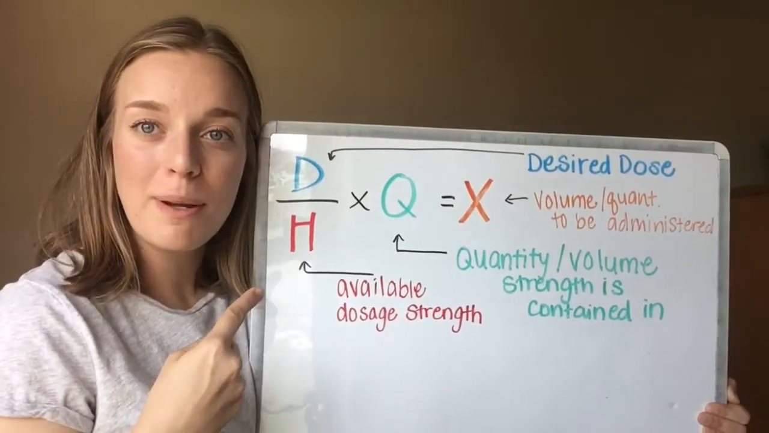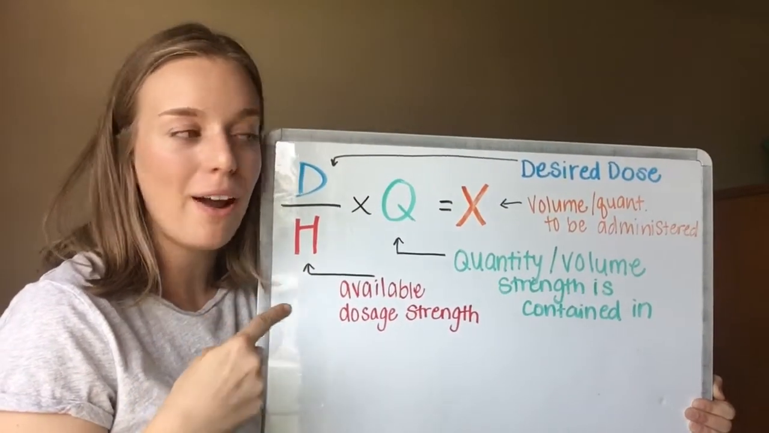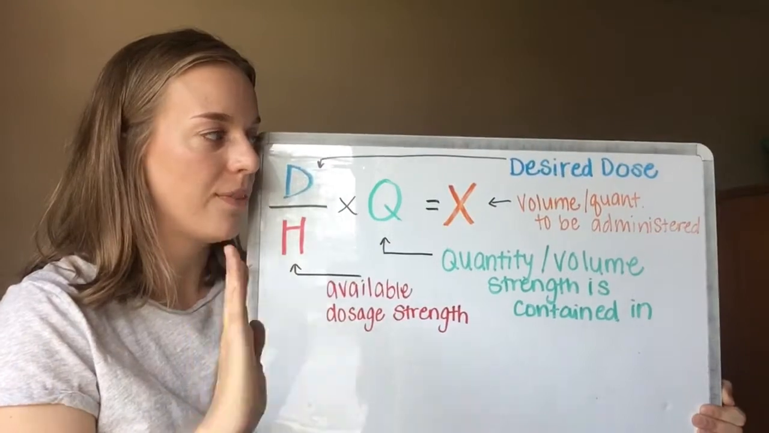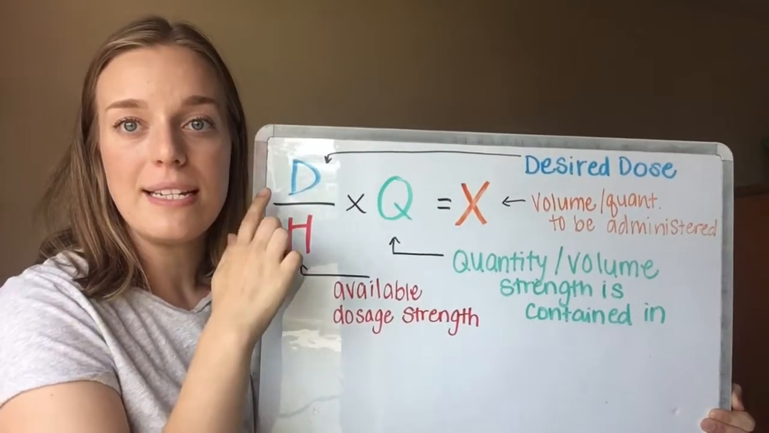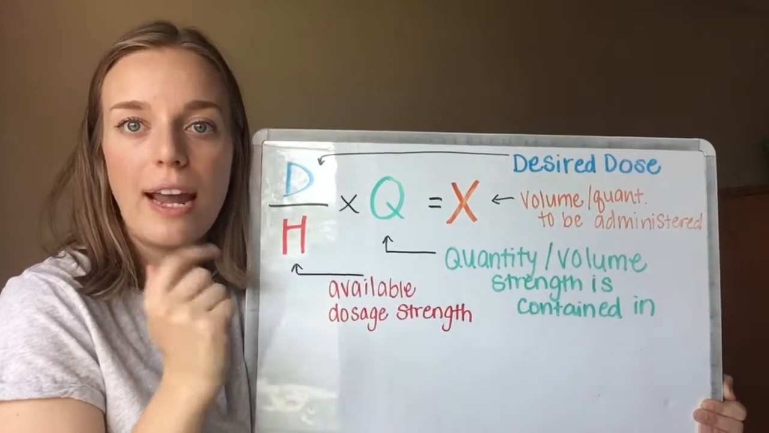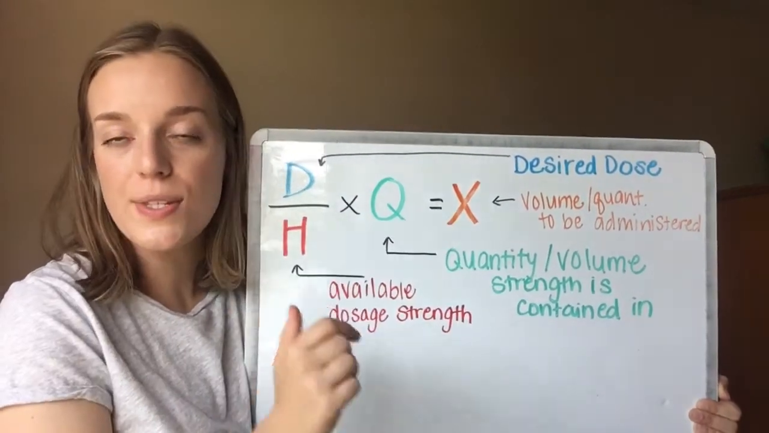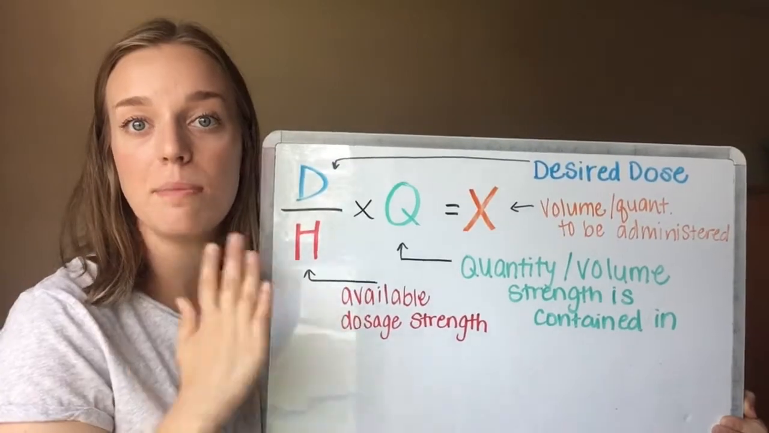So let's get started. Alright, so I've already put it on my tiny whiteboard, but we've got our conversion math, we've got the formula method to start us off. So this is marked out by D over H. You may have seen this before. D over H times Q equals X. So the letters can make it complicated, but let's break it down.